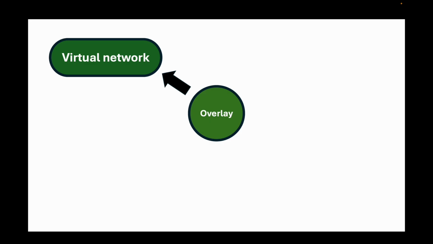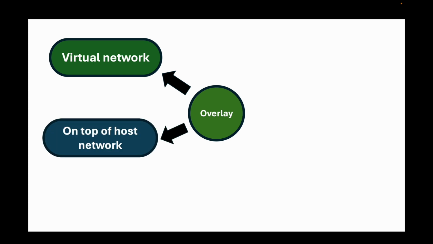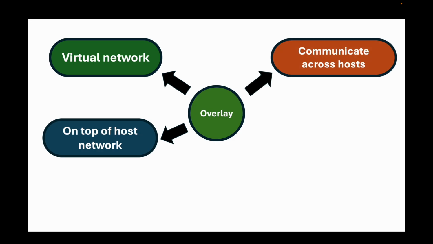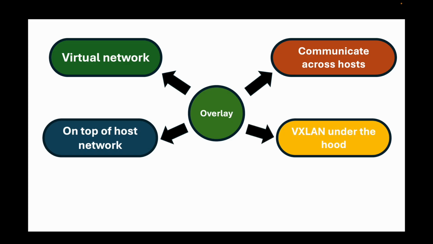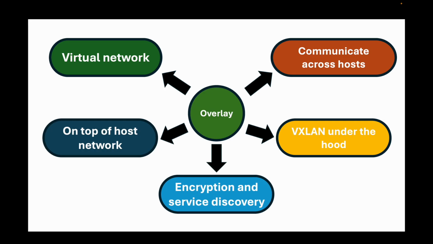An overlay network is a virtual network which is built on top of the host network, and this allows containers to communicate across hosts as if they are on the same LAN. Now this uses VXLAN, which is your Virtual Extensible LAN, under the hood, and this allows inter-service and inter-node communication. This works securely by default with encryption and service discovery.